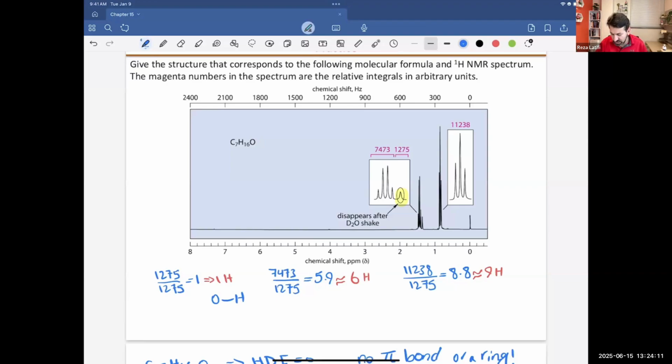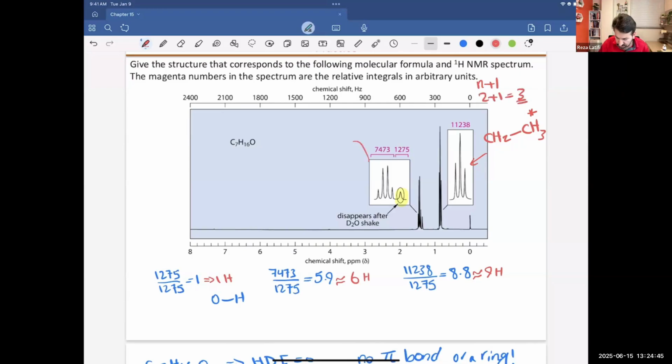Okay, splitting, it says this one got split to 3 peaks. So I have a group that is neighbor to CH2, and it might be a methyl. That got split to 3 peaks. And the reason for it is because we are saying n plus 1. If we have CH2, 2 plus 1, that's going to give me 3 peaks.